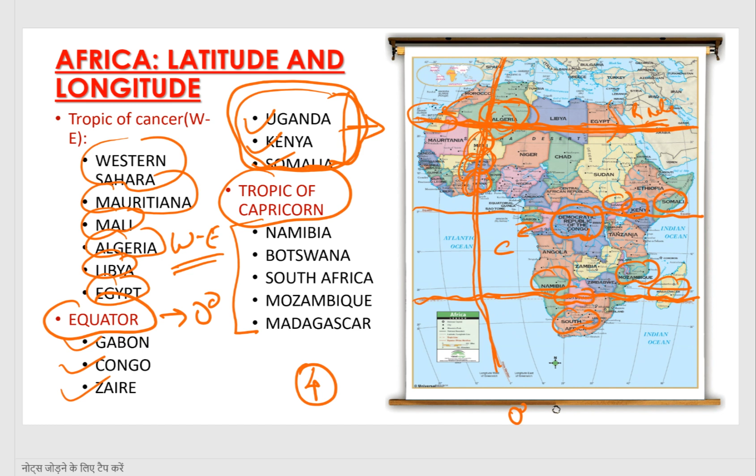So that was all about the latitudes and longitudes cutting across Africa, and you must have concluded by now that as far as the latitudes and longitudes are considered, the most important continent is that of Africa. You will have to memorize all the facts from this slide.